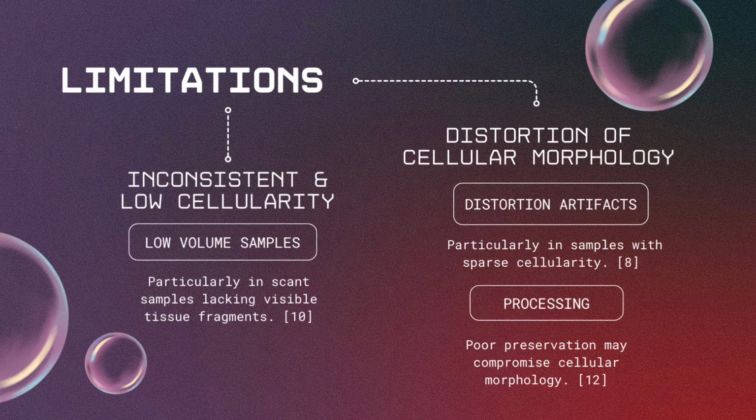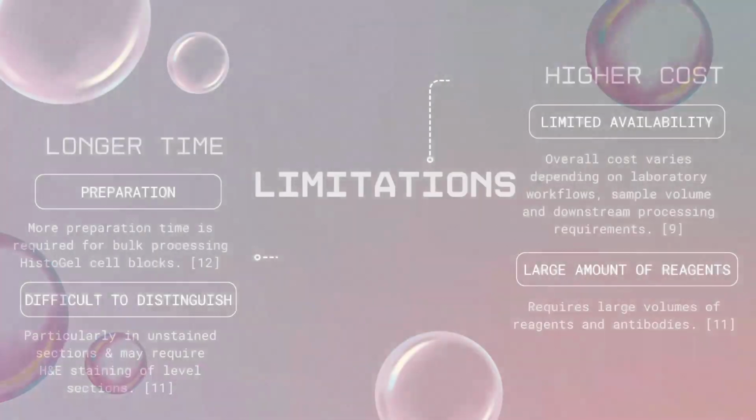Another limitation is the distortion of cellular morphology. In samples with sparse cellularity, histogel cell blocks can exhibit artifacts. This may compromise the detail and cellular morphology, which is important for accurate cytological interpretation. Comparative studies suggest that methods like Excelsior consistently preserve cellular detail better, especially in formalin processed specimens.